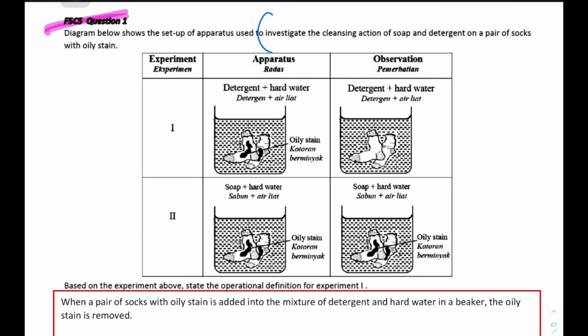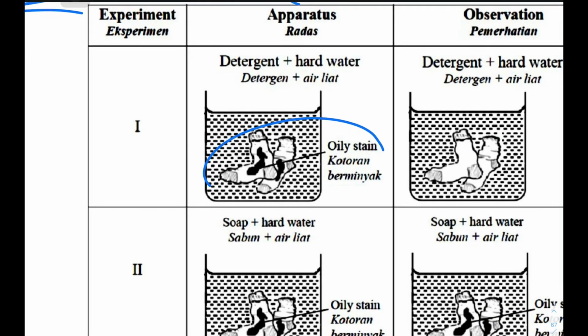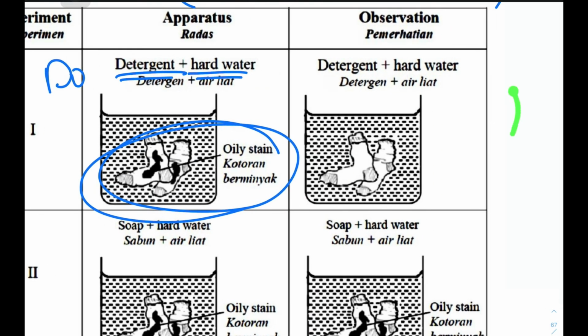This experiment is to study the cleansing action of soap and detergent on a pair of socks with oily stain. So they want me to give the operational definition for experiment 1. In experiment 1, what are we doing? We put these socks with oily stains into a mixture of detergent and hard water. This is what we do. And then what is our observation? After we put it in, the oily stains are removed.